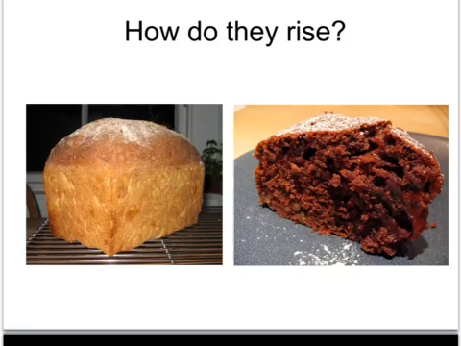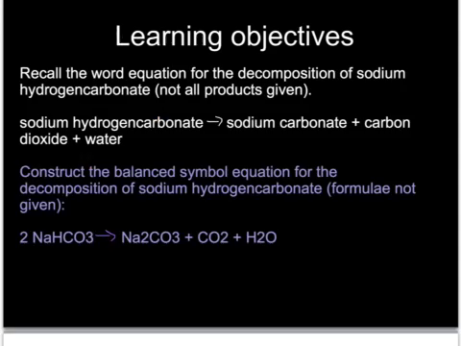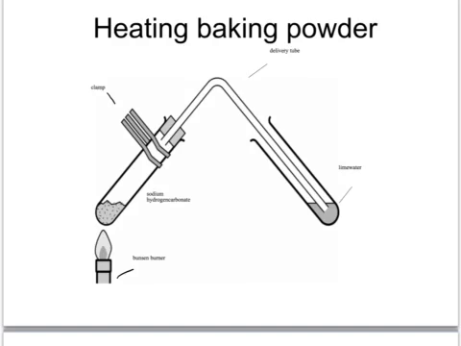You need to know for foundation level the word equation for this decomposition of sodium hydrogen carbonate or baking powder, but at higher level be able to construct a balanced symbol equation for the same reaction. If you heat baking powder, which is sodium hydrogen carbonate, and pass any gas which is made through lime water, we see that the lime water turns cloudy. This tells us that carbon dioxide has been made.